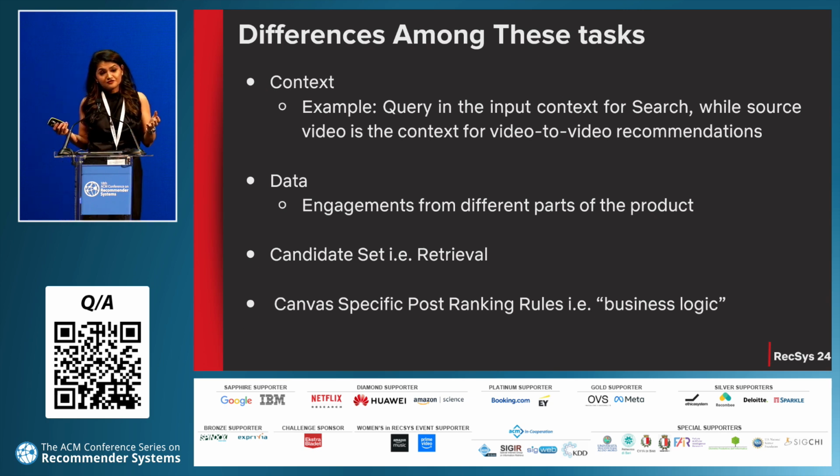Then the data itself is also different. On different parts of the product, these tasks or these recommendations and search results are shown. As a result, users' engagement with them is also different. So the positive engagement with the different parts of the product leads to different data. Additionally, the candidate set, or the retrieved candidate, is also different. We could have canvas-specific or task-specific retrieval logic. There might be some conditions that we can show certain kinds of titles on some part of the product. And finally, as many of us in industry know, there is often business logic or post-ranking, re-ranking that happens, some kind of filtering or some kind of business logic.